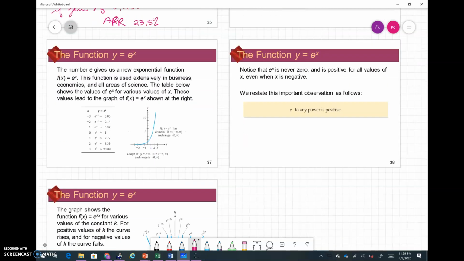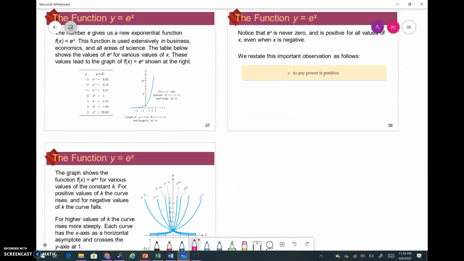All right, so the last little bit is about the function e. So this number e gives us a new exponential function. F of x equals e to the x, which is an exponential function. It's used extensively in business and economics and all other areas of science. So the table below shows the value for e to the x for various values of x. These values lead to the graph shown on the right.